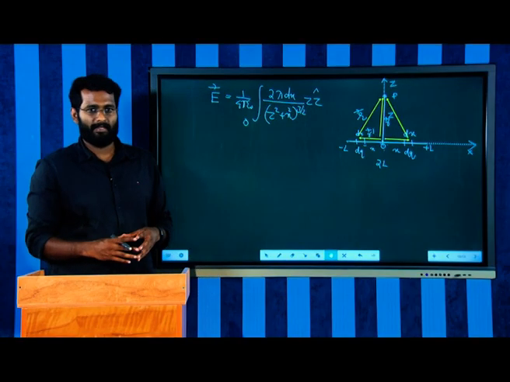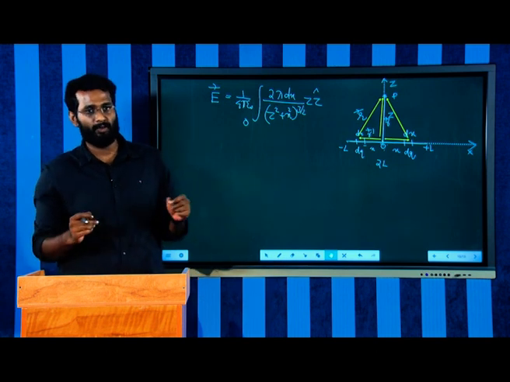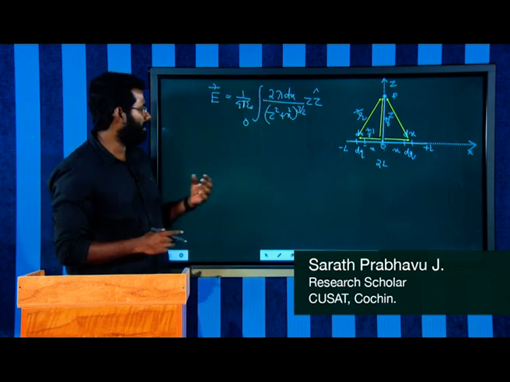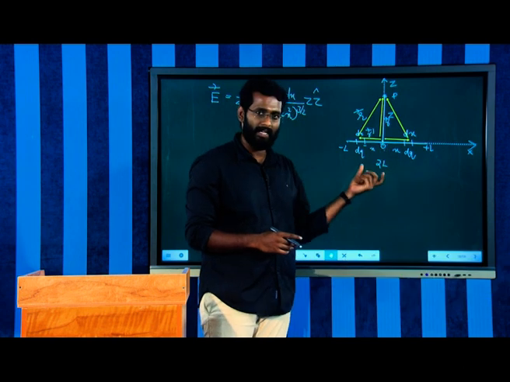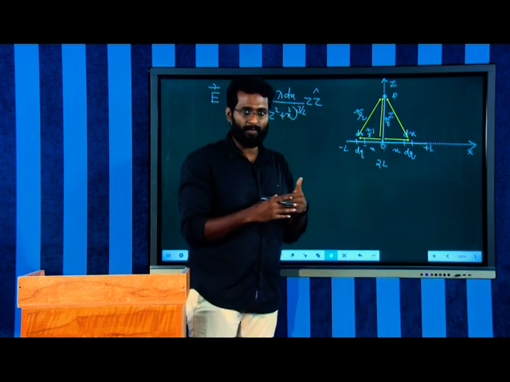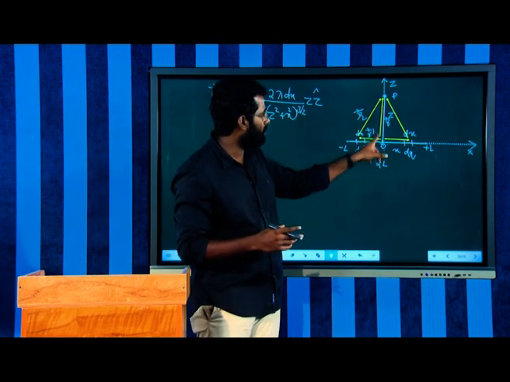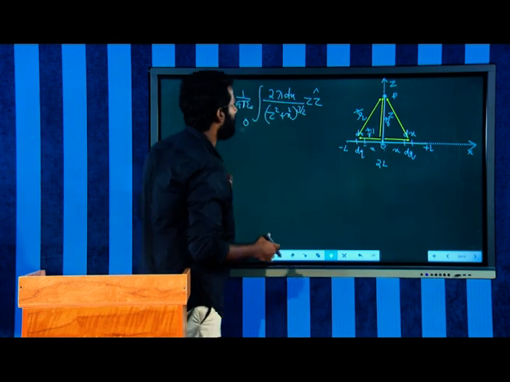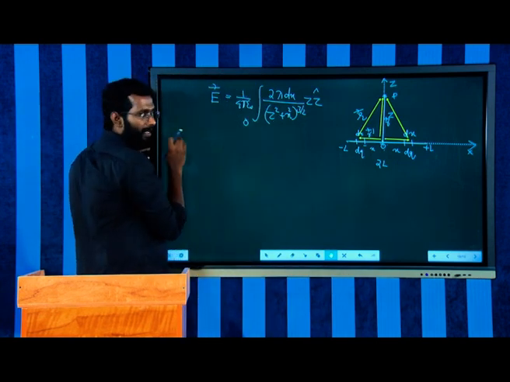Last class we were discussing the field due to a continuous charge distribution, that was a line. From your previous class, we had a line of length 2L and we were trying to find its electric field at a point z above the center of that line. That is what we were doing, and we finally reached a particular integral.